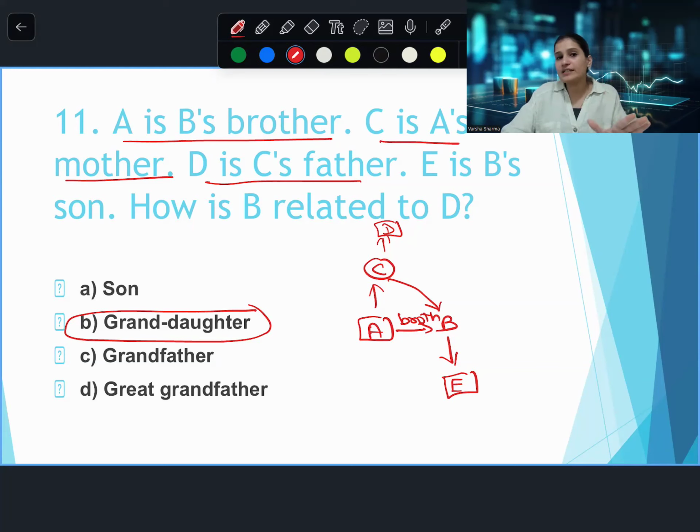Until now, the gender of B wasn't clear. B is definitely the grandson or granddaughter of D. We don't have the option grandson, so that's why I'm marking granddaughter. Clear? Any doubts?